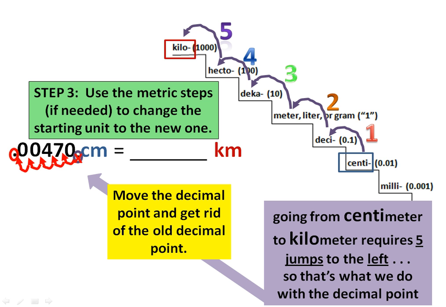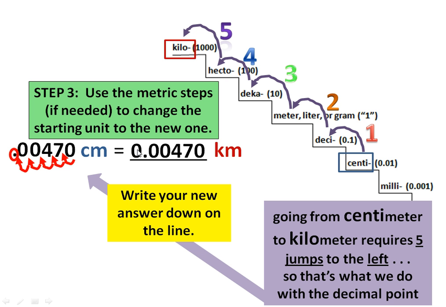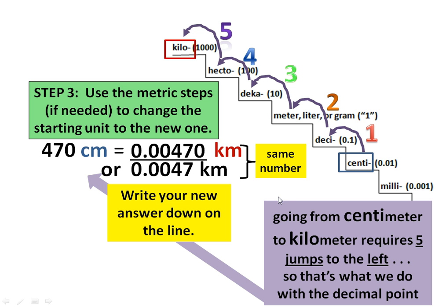So all we have to do now is transfer this number to our answer line, 0.00470. And with a decimal number like this, when the zero's at the very, very end, we can just drop it off. So this number here is the same as this number here.